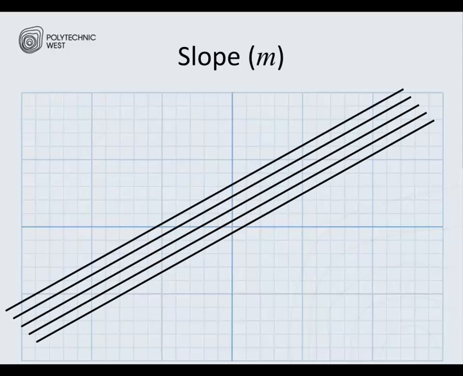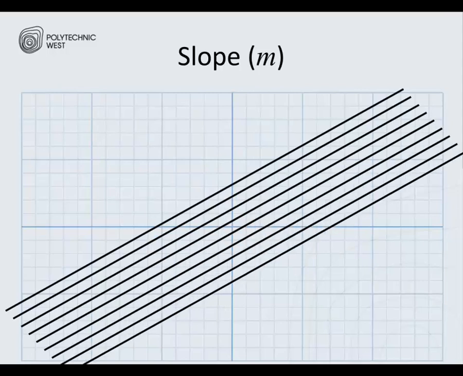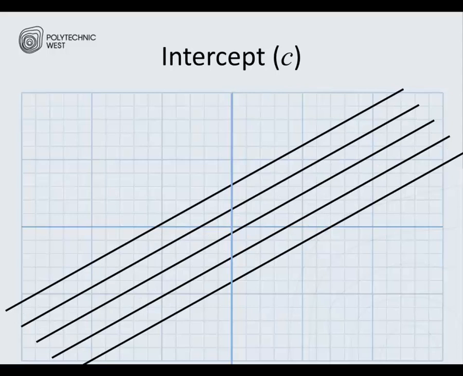All of these lines have got the same slope. They're parallel. The thing that makes them different is where they cross the y-axis. The point where they cross the y-axis, we call that the intercept, which we give the letter c. So this one has got an intercept of y equals 3. This one at y equals 1.4. This one at y equals minus 0.4. This one at minus 2.4. And this one at minus 4.